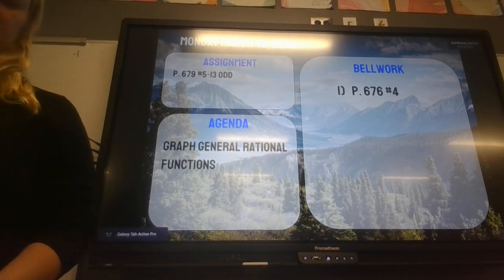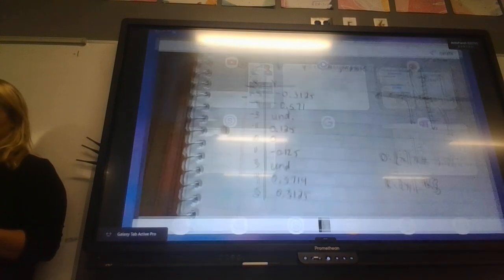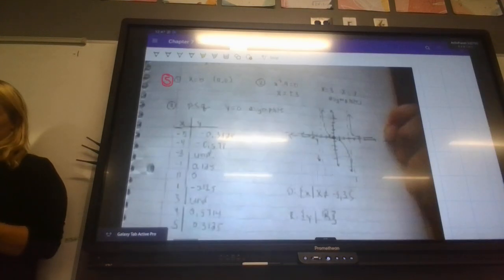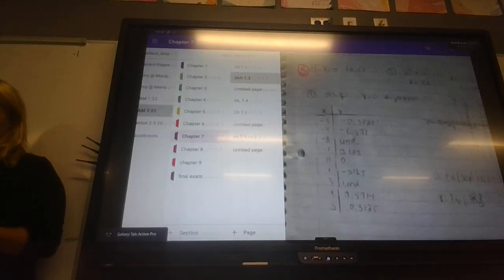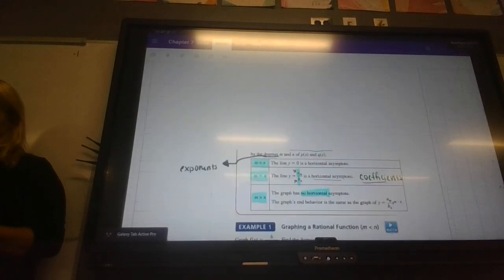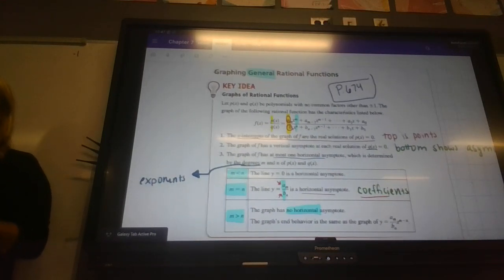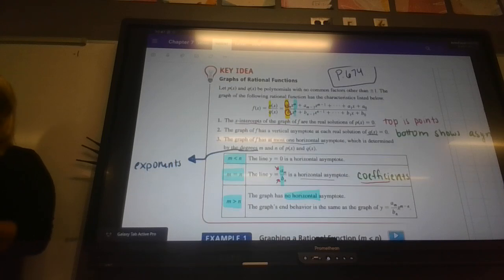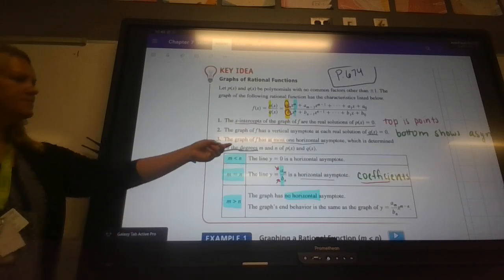Headed to page 676. Reminder, the Bellwork quiz is tomorrow. We spent a good 8 to 10 minutes Friday looking over this information. It does not have to be memorized, but it has to be understood.